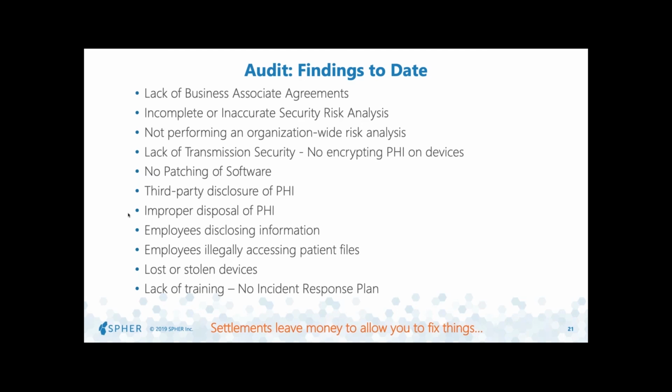It's okay if the answer is no. That's where your corrective action plan comes into place, so that you can say, hey, here are the things that we're going to tackle this year in order to get ourselves more compliant with those issues. Enterprise-wide risk analysis of your organization, encrypting devices, make sure that you're updating the patches of the software that you're using. Be careful who you disclose PHI to, and make sure if you are disclosing PHI that you have a signed business associate agreement with them.